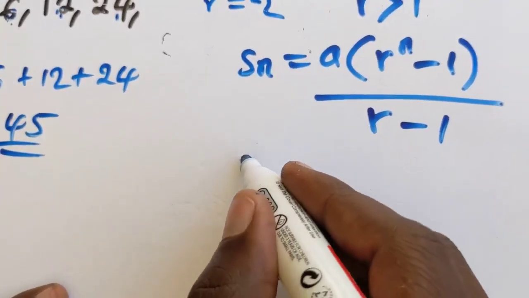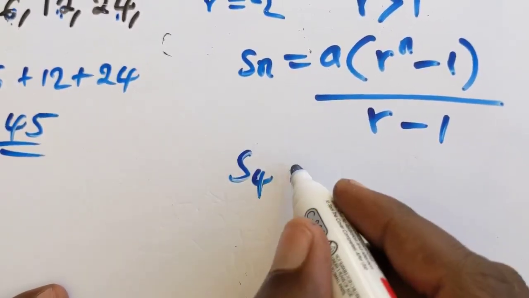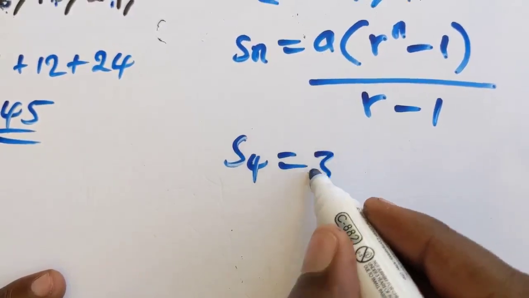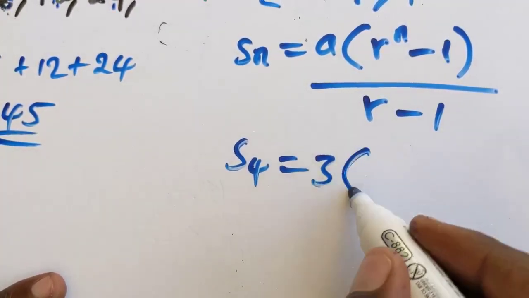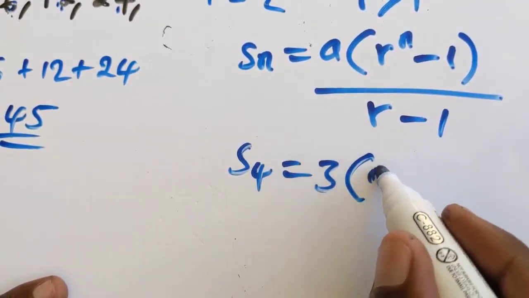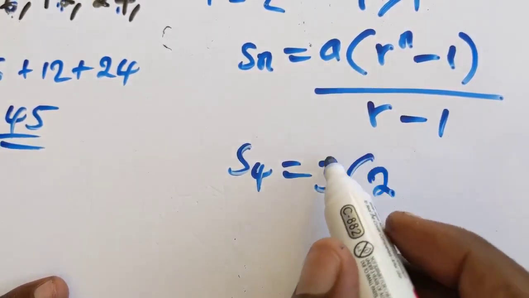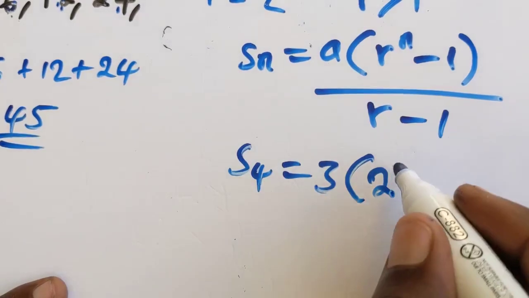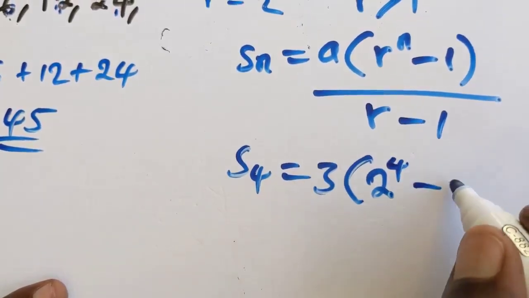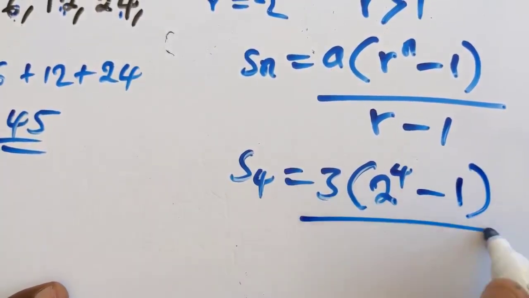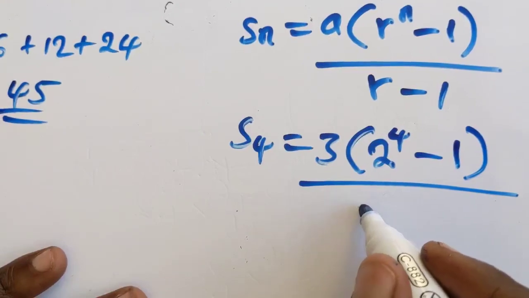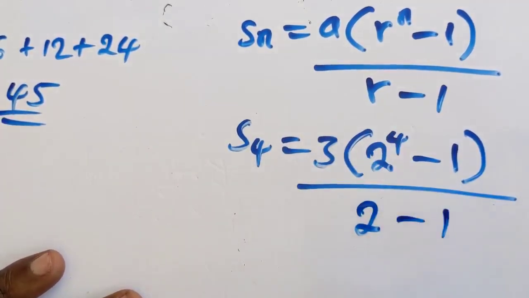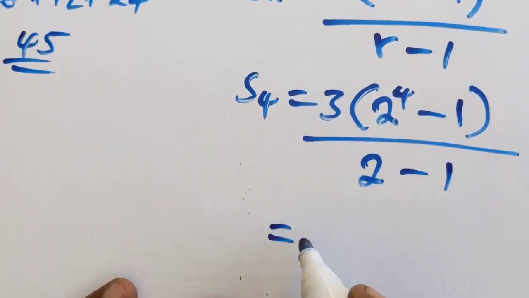So this is the formula that we're supposed to use. We are finding the sum of the fourth term. We have a as our first term, which is 3, open bracket, r, which we found to be 2, to the power n, the number of terms, which is 4, minus 1. Then r is 2, so r minus 1. So we can solve now.